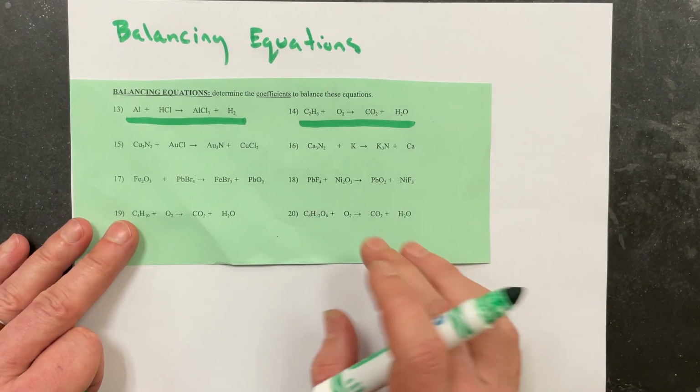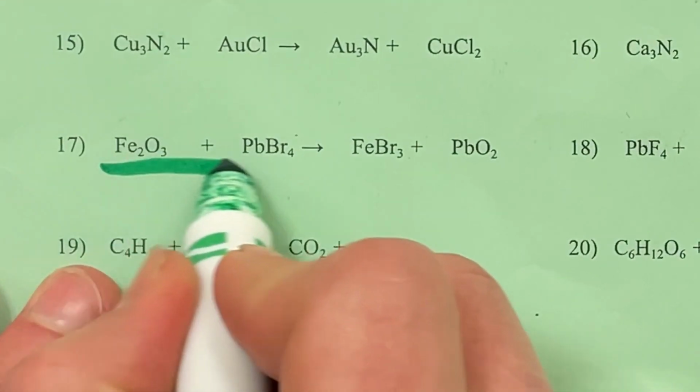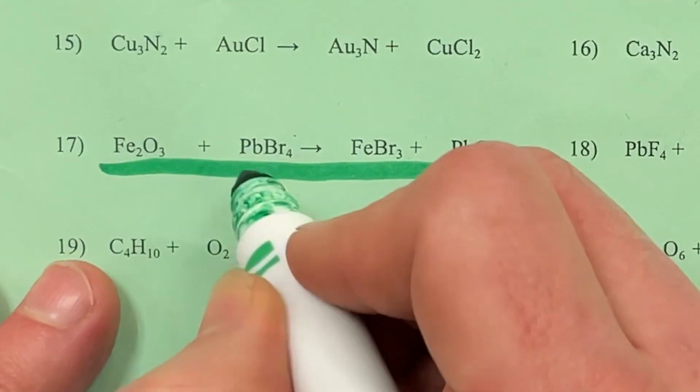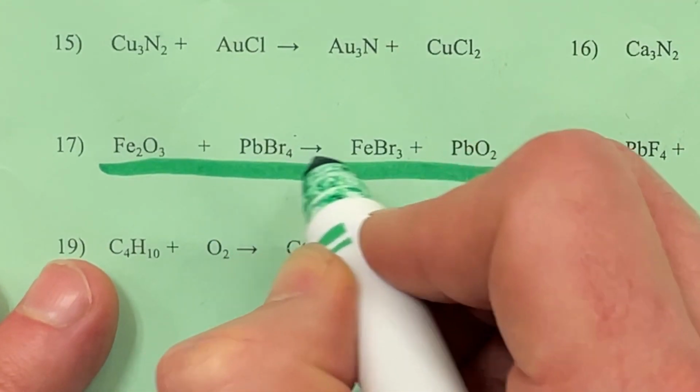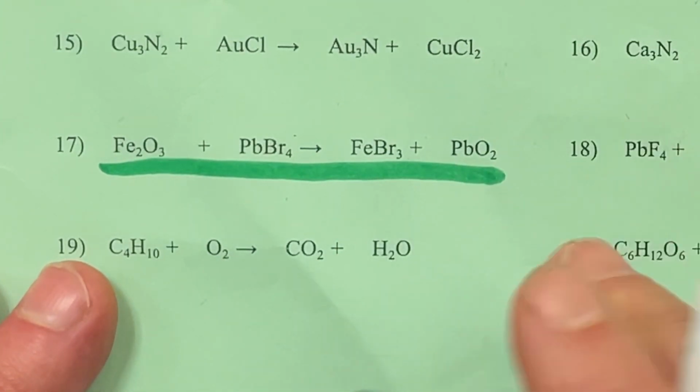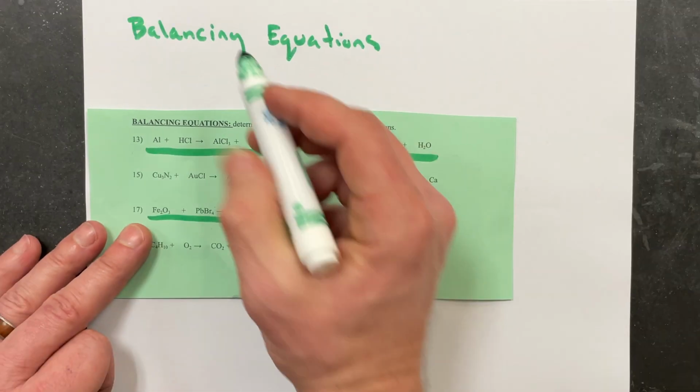Today we're going to be balancing equations. I thought today we could do this one. So we have our iron oxide reacting with our lead bromide, and that's going to make our iron bromide and lead oxide. So let's see how we do that. First, let's write it down.